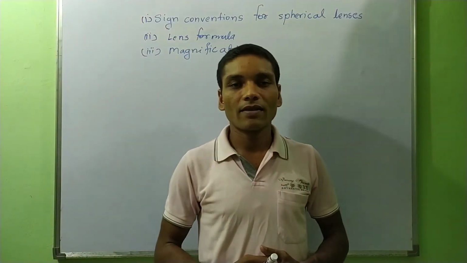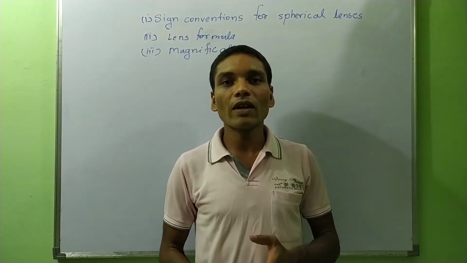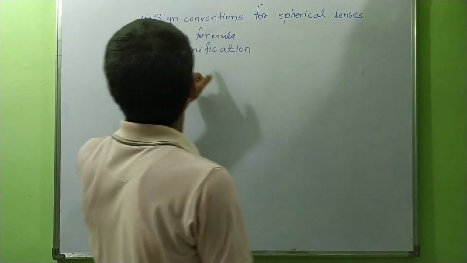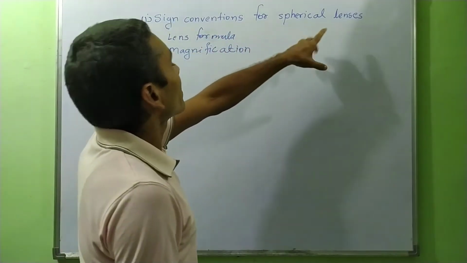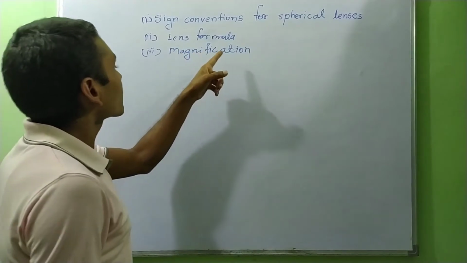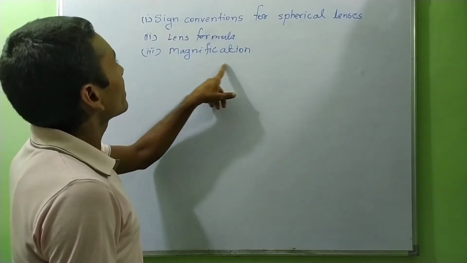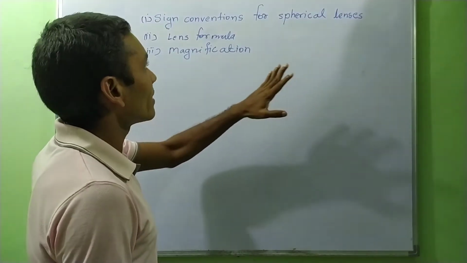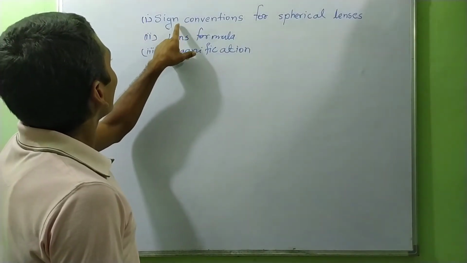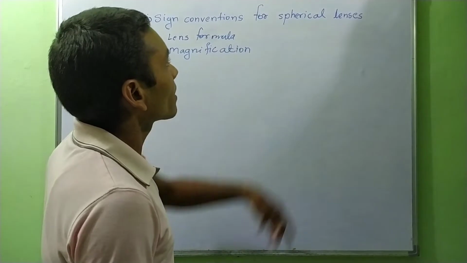Hello students. In this video we will learn about three points: first, sign conventions for spherical lenses; second, the lens formula; and third, magnification by spherical lenses. So let's consider the first point, sign conventions for spherical lenses.